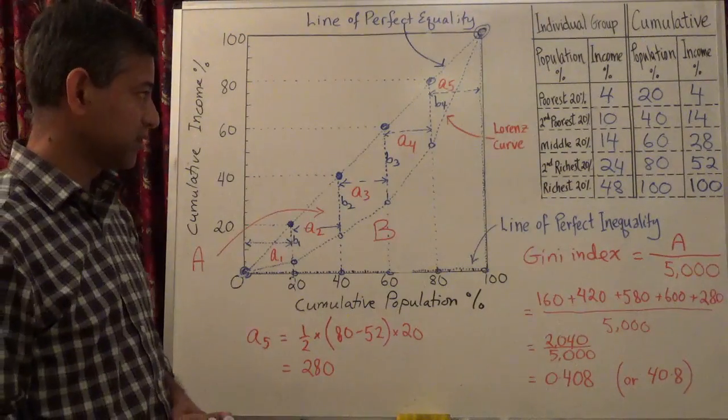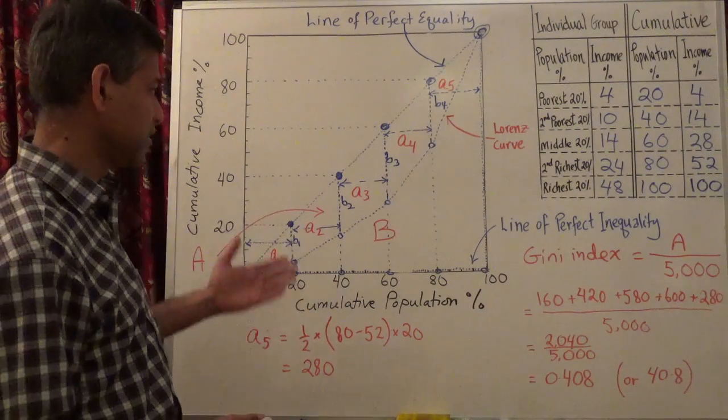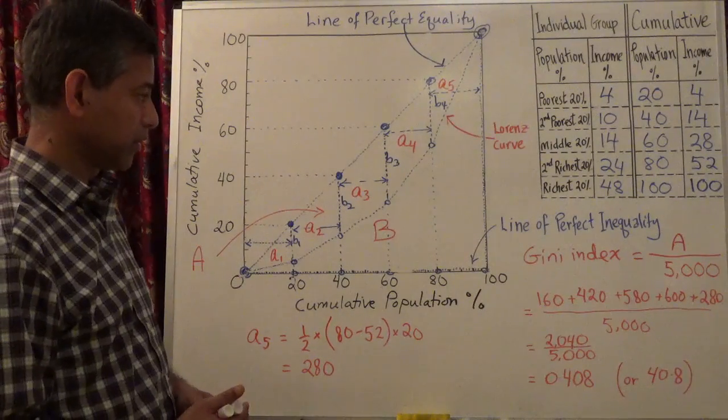But there you go. It's a Gini index, a quantification of the inequality that we see in the Lorenz curve or in the income distribution for a given economy.